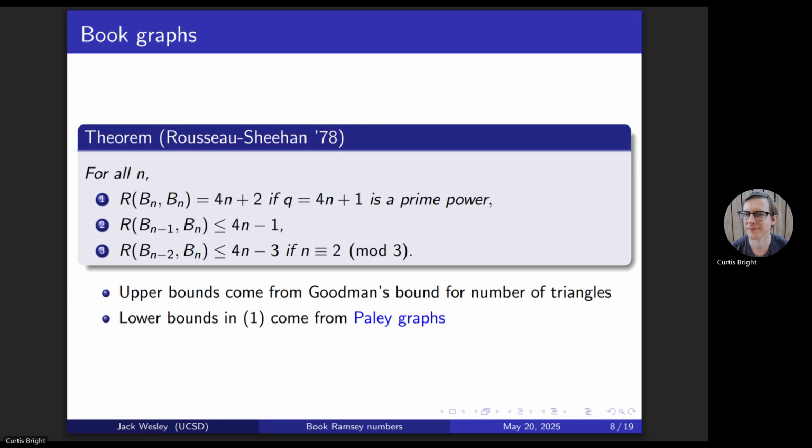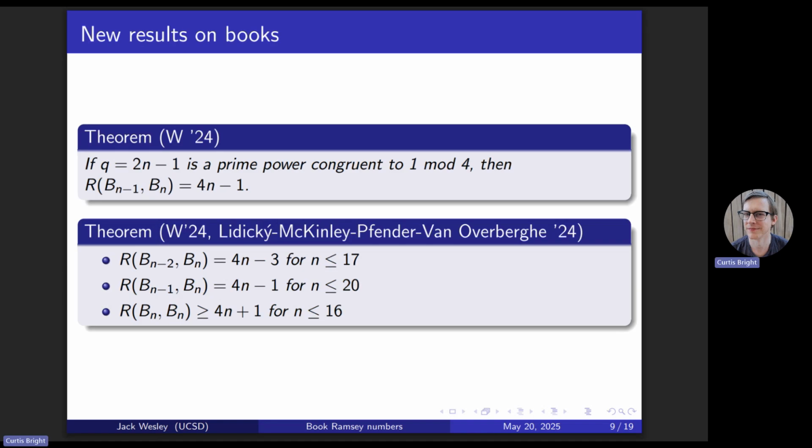Okay, so looking at this table of what we knew about book Ramsey numbers, I decided to see what we could do. And we got the following result. Before, Rousseau and Sheehan had this exact value for Bn, Bn, and I was able to generalize it to a similar looking result for this off-diagonal case, Bn minus 1, Bn. So it gives us an infinite family of these numbers when we have these 1 mod 4 prime powers for this expression q.